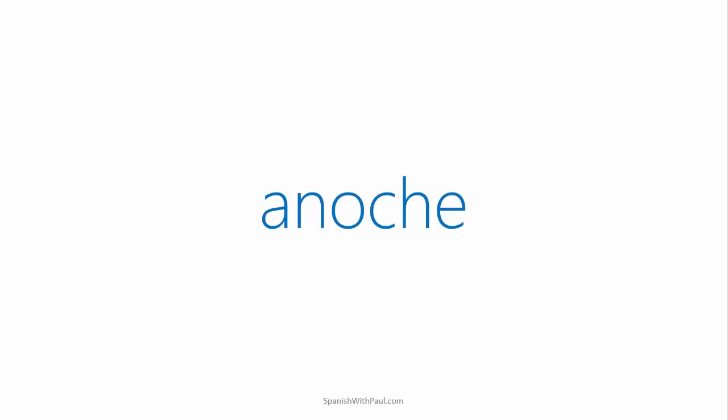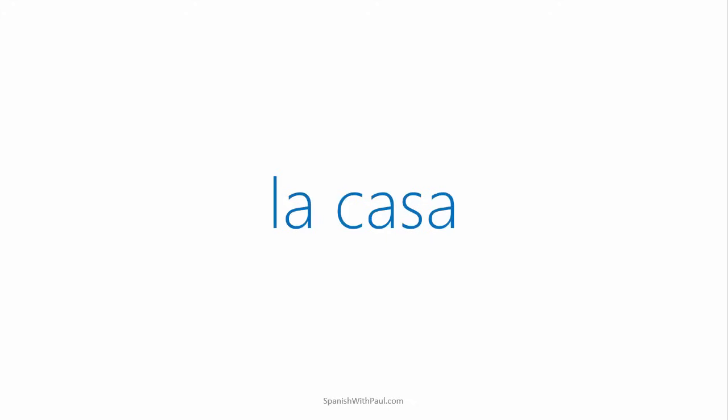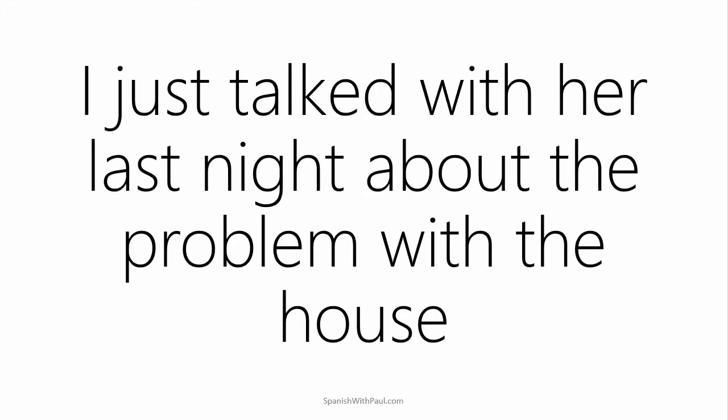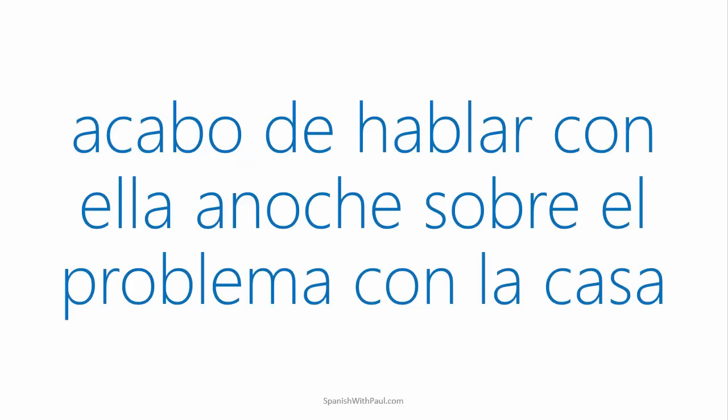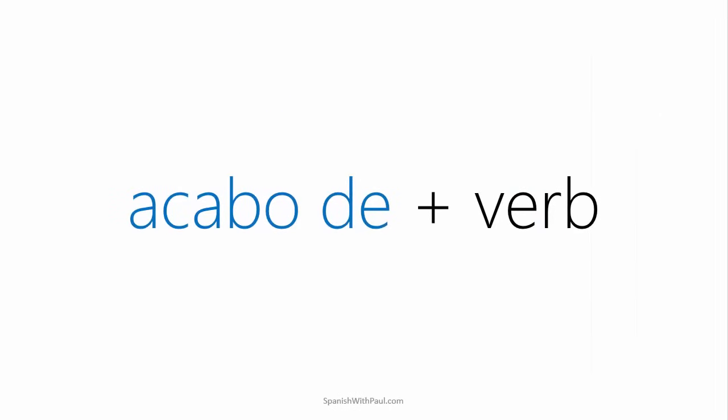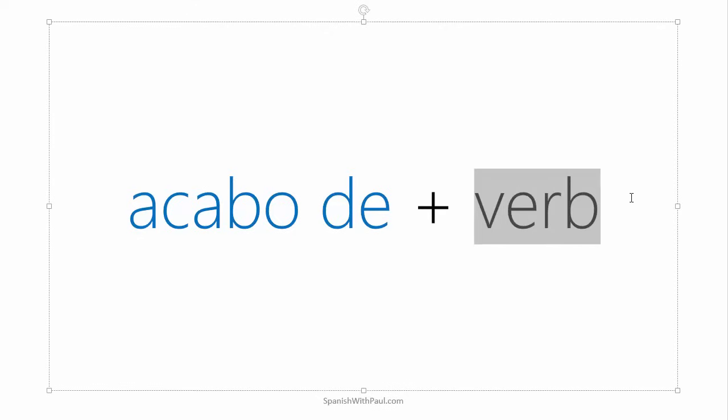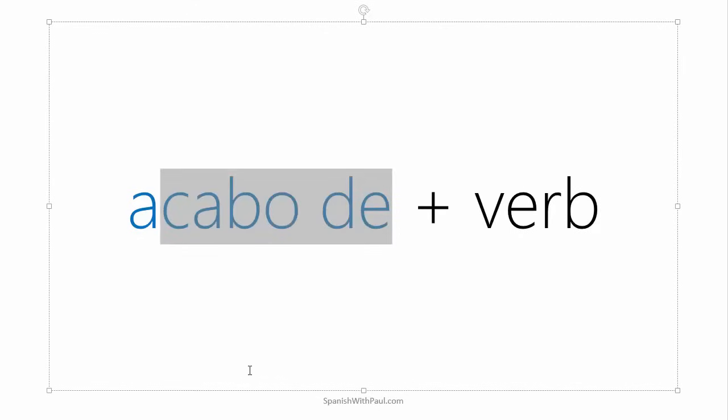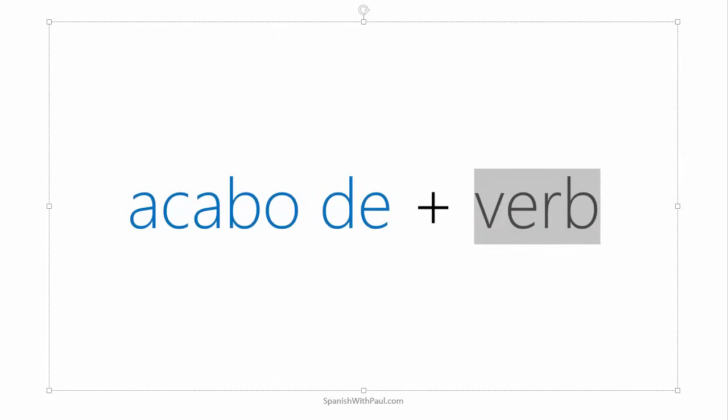What's the word for last night? Anoche. And how do you say the house? La casa. Now, try this one. I just talked with her last night about the problem with the house. Acabo de hablar con ella anoche sobre el problema con la casa. So here we have our magic trick in Spanish, where we use acabo de for I just, followed by any verb. The magic trick being that when you use acabo de, it turns the verb that follows into the past.